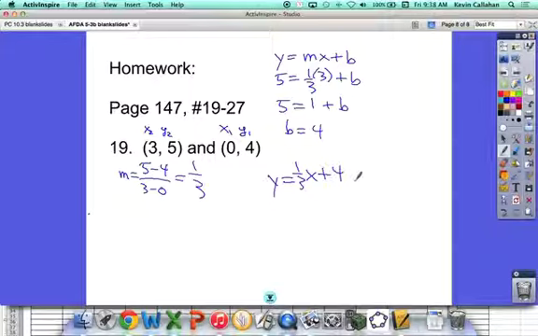I don't think any of the rest of the problems are that way, but this is what you want to be doing for all these problems, the same thing. Calculate the slope, use y equals mx plus b, plug in the slope and one of those points, calculate the b, and there's your equation. Finito.